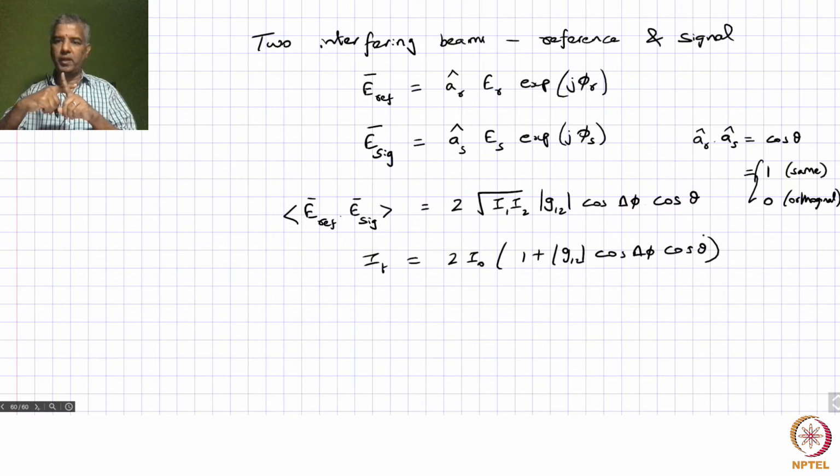Then that is going to give us 0, which will essentially kill the beat term. Okay. So, that is what we are looking at. Okay. So, the question is how do we ensure that both the polarizations are the same. Okay. So, let us actually look into that in a little more detail.